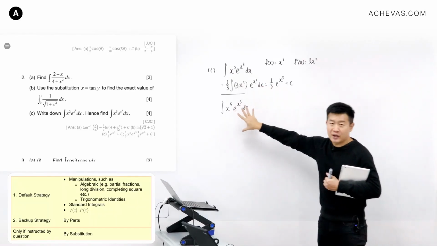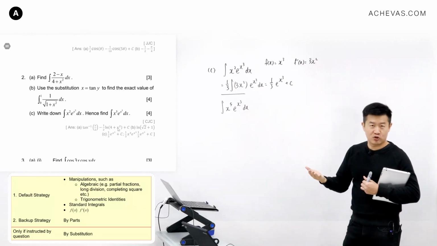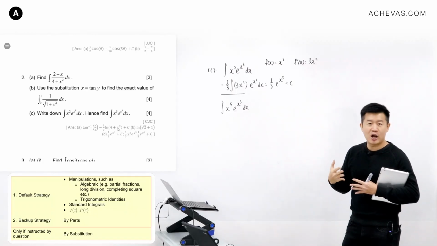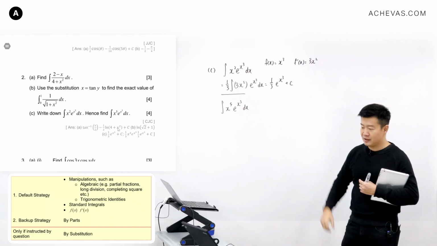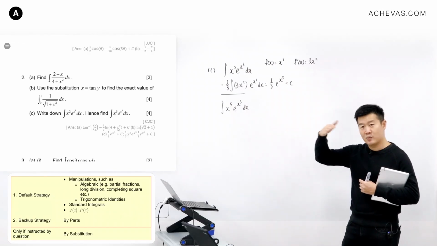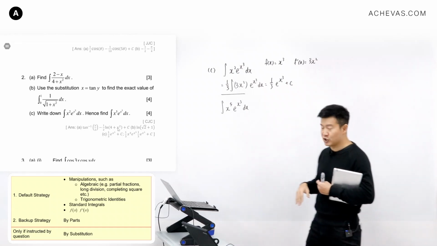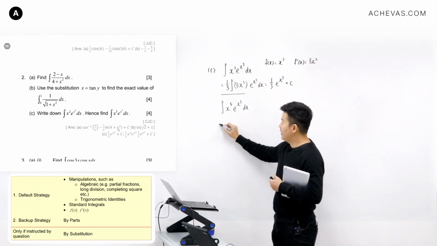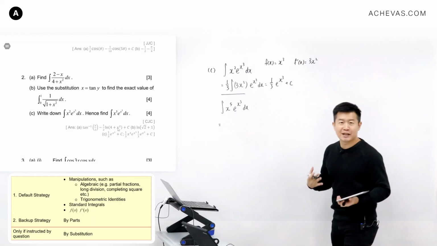And secondly, if you were to look at this, and if you give it a try, you will realize that no matter how much you manipulate this, it is not really possible for you to apply any of the standard results or any of the f'(x) results. That is when we are going to go for our backup strategy, which is integration by parts. And for integration by parts, we do need some trial and error.